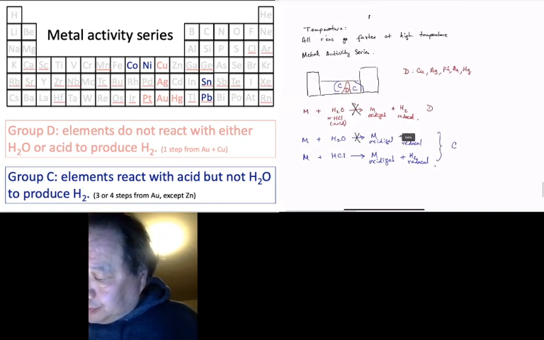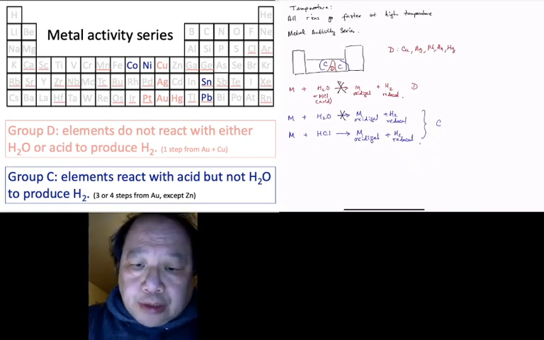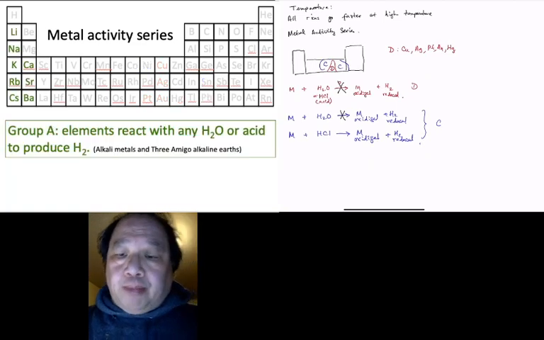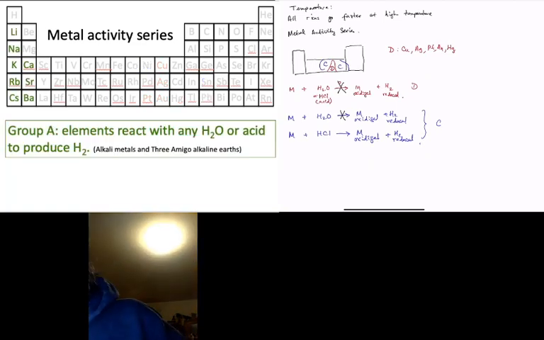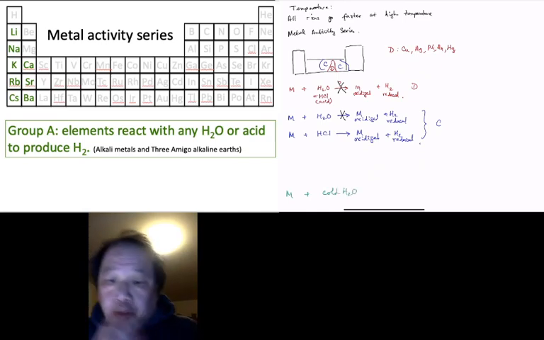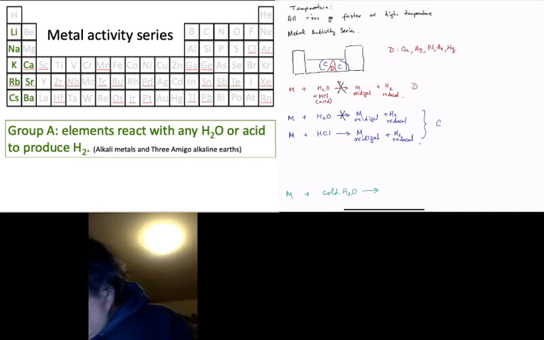So we will skip B for a second and move all the way to group A. Group A are going to be the metals that are the most reactive. So here's the A group. The metal reacts with cold water. Remember, do reactions occur faster at low temperature or high temperature?